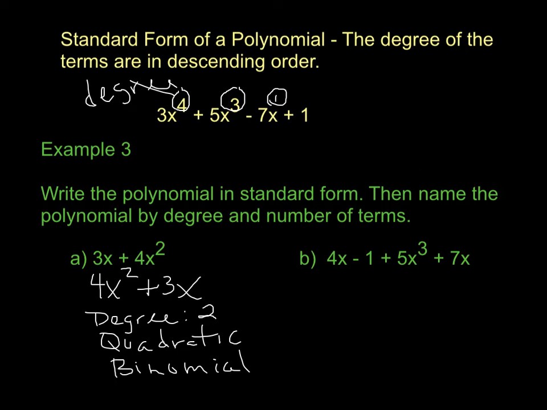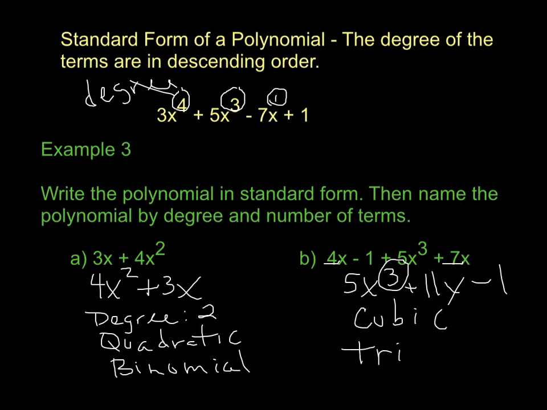In part B, we find the largest exponent, that's 5x cubed. Notice I have 2x terms, so I would add those together, giving me 11x, and then a minus 1. So here's my degree of 3, we call that a cubic. And we have 1, 2, 3 terms, so that becomes a trinomial. Tri for 3. So this is a cubic trinomial.